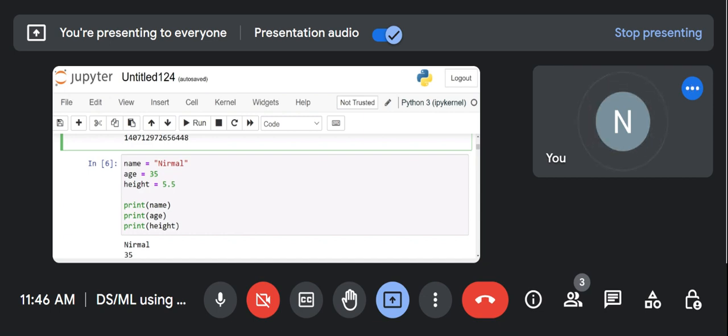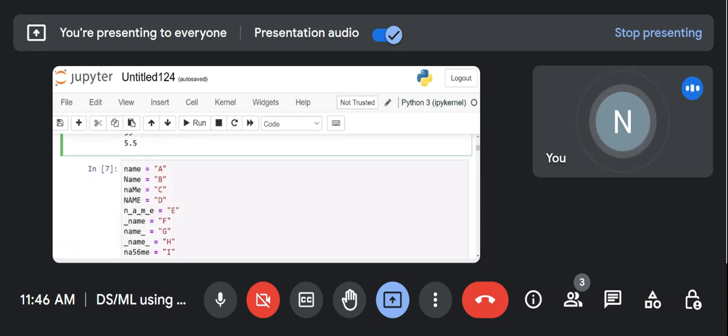Okay, now as I told you, we can declare the variables with different values and all these things. So if I write like this, name, then a string, age, some numerical value, and then I can write height like this, 5.5, something like that. Okay, and then I can print them. This is what we can do easily in the case of Python.